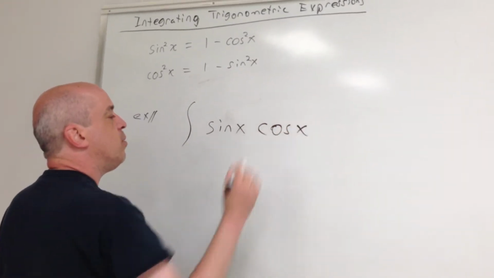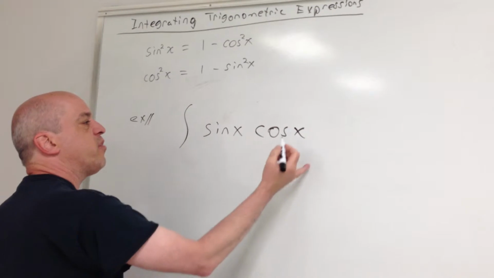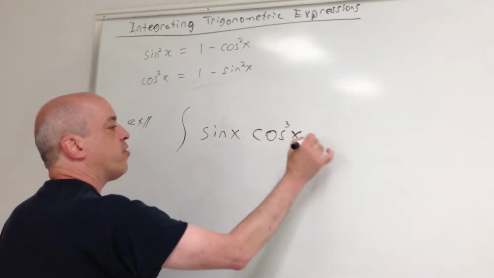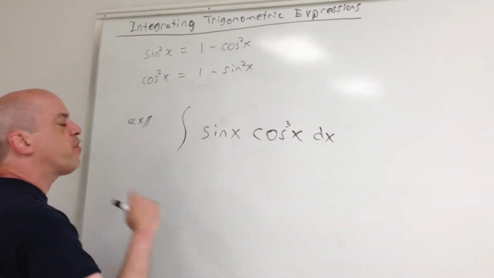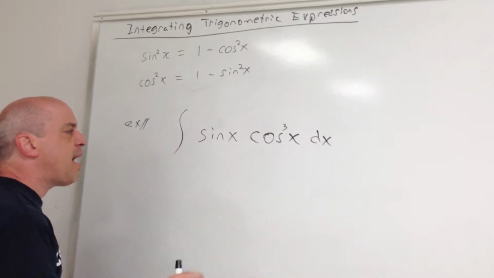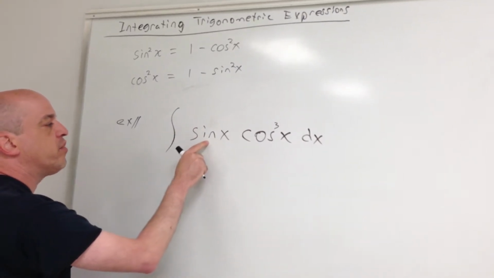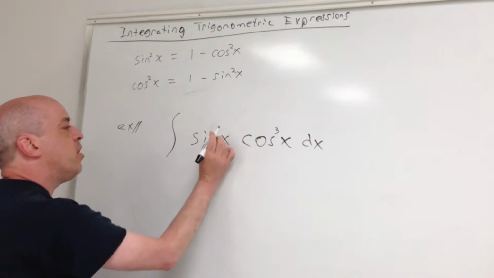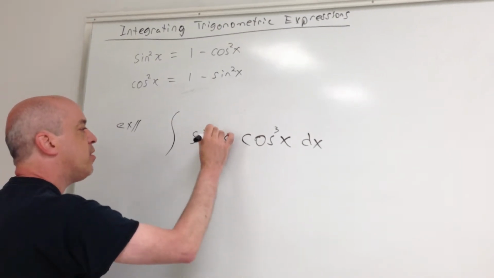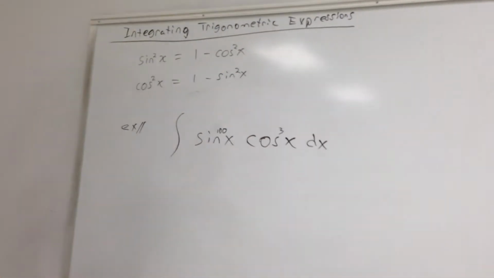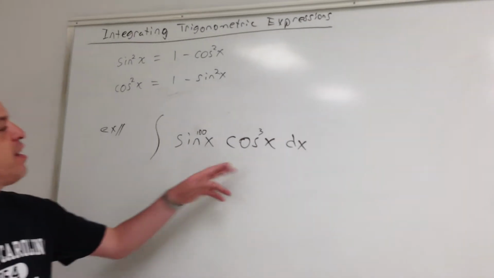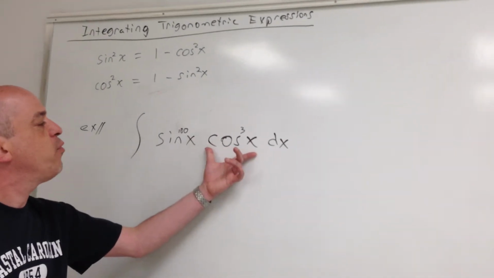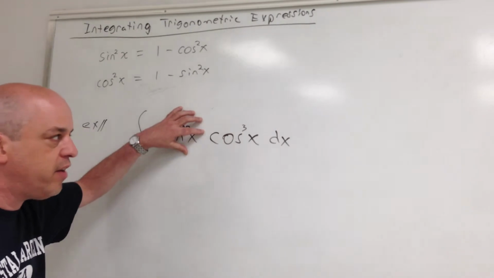So let me set one up where one of the exponents is odd. Let's make the exponent for cosine odd, make that a 3. And as you'll see, with this procedure, it's not going to matter what exponent I put for sine. So just to prove my point, I'm going to make it kind of ridiculously big. How about 100? Okay. And now we're going to break down this cosine cubed just like we would have if we were just integrating cosine cubed all by itself.